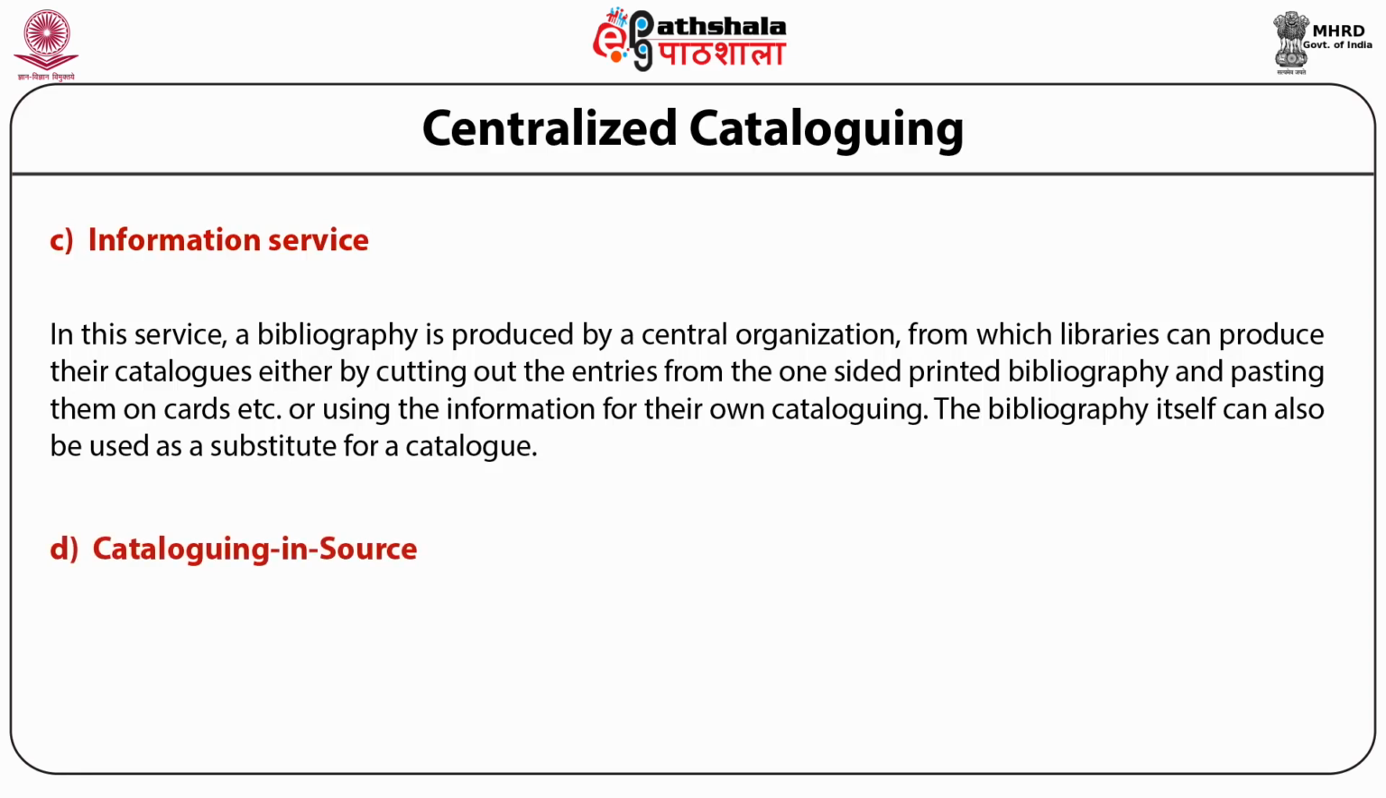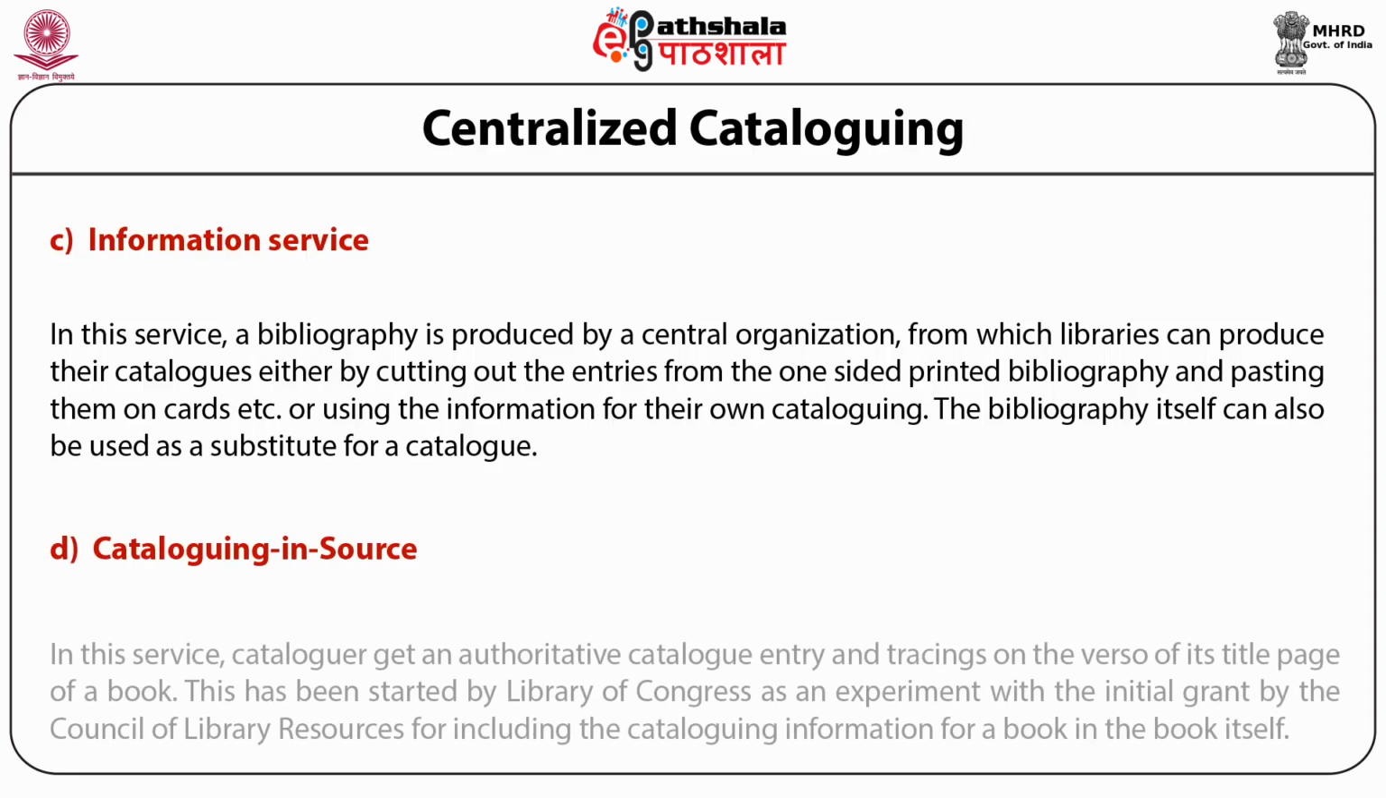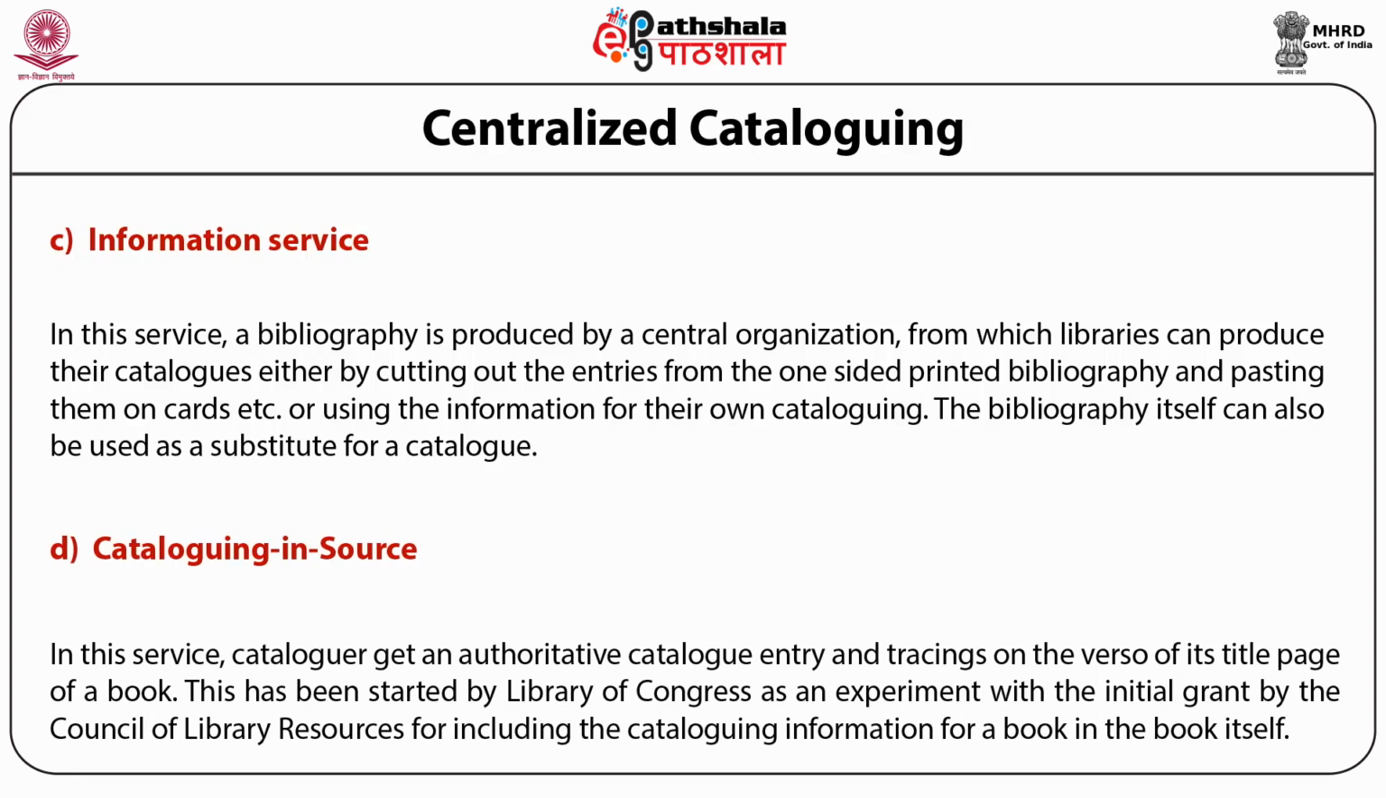Fourth, cataloging in source. In this service, the cataloger gets an authoritative catalog entry and tracing on the verso of the title page of a book. This was started by the Library of Congress on an experimental basis with an initial grant by the Council on Library Resources for including the cataloging information for a book in the book itself.